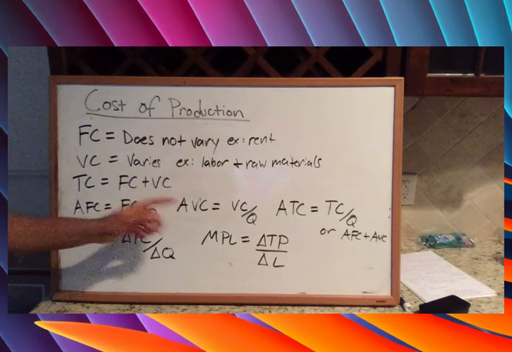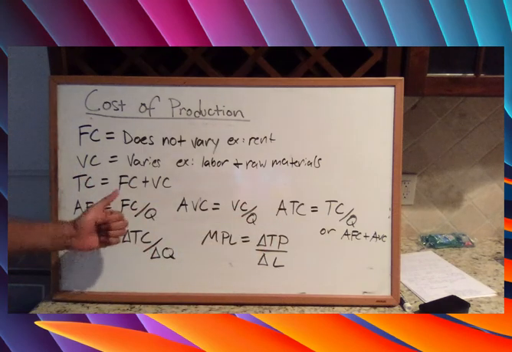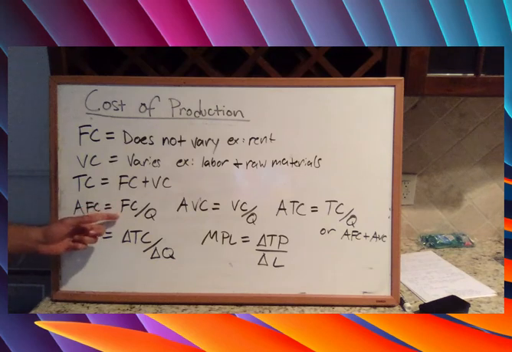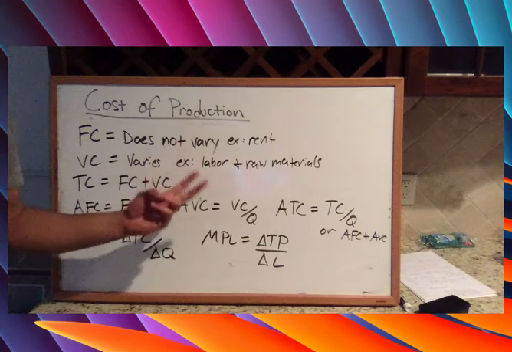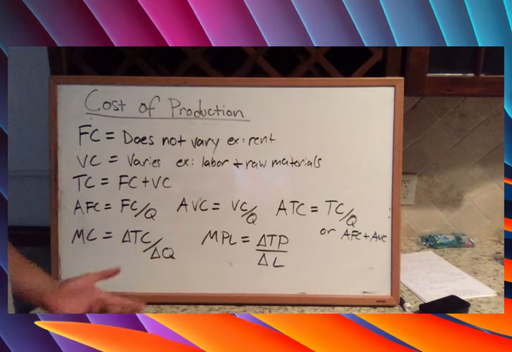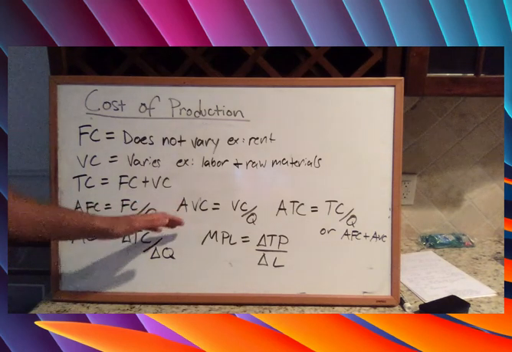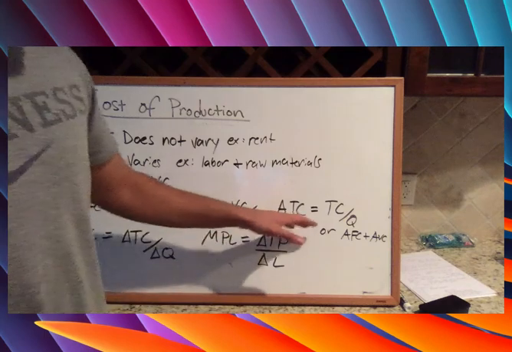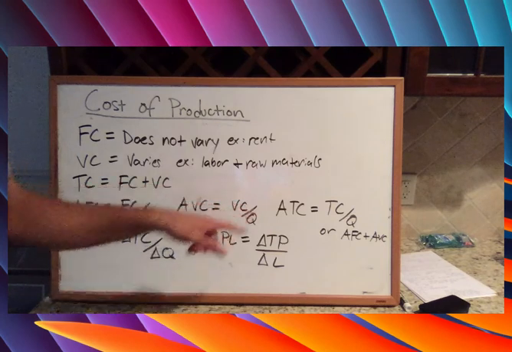Average fixed cost, average variable cost, and average total cost, this is specific to each quantity. So if we're looking at the first quantity, we're going to look at the fixed cost for that quantity divided by Q. If we're looking at the average variable cost of producing 2 units, it's going to be the variable cost of producing 2 units divided by Q. In that case, it would be 2. So this will make more sense when we have actual numbers in front of us, but these are formulas that you will need to know for the exam. So average fixed cost is fixed cost divided by Q, average variable cost is variable cost divided by Q, average total cost is total cost divided by Q, or just the sum of AFC and AVC.